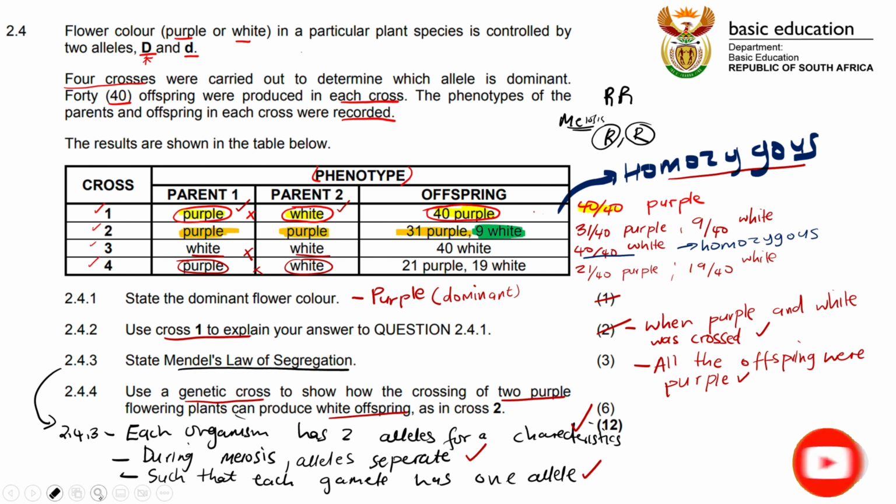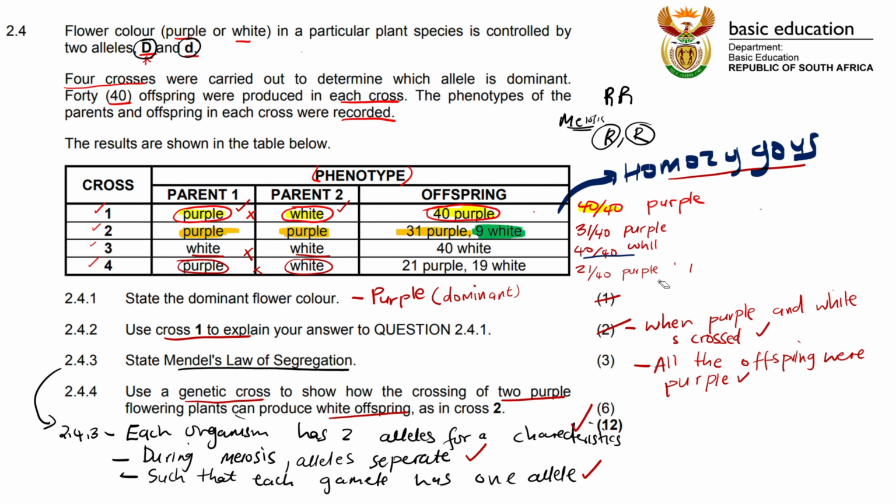Since we have said that the dominant allele for this characteristic is purple, purple has to take a capital letter D. And the recessive allele, white, has to take a small letter d. So for us to combine this using a genetic cross, I can just open space there. Remember, genetic crosses are 6 marks, so you need to get some of the compulsory marks there. Let me just open space for you here.